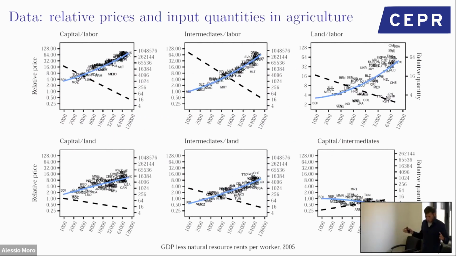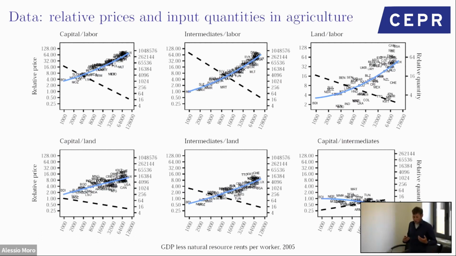We have 4 input factors. This gives us 6 bilateral pairs, and we just plot them here in one slide. On all the x-axes, we have GDP per capita of the different countries. Then in one particular panel, we plot relative quantities and relative prices of 2 factors. So here it will be capital and labor. And what you see is systematically, of course, capital is... the dashed line is relative prices, reported on this axis.